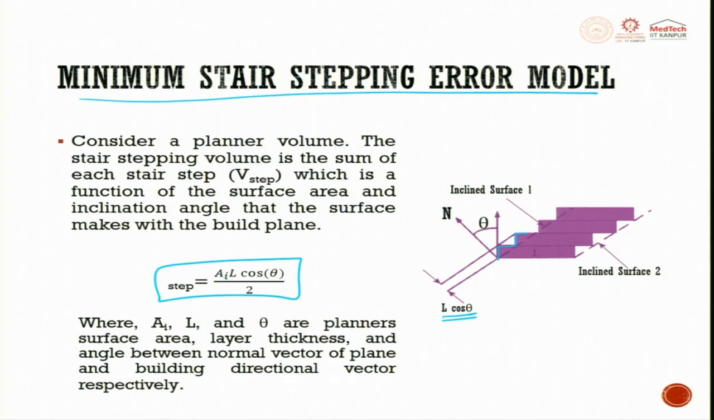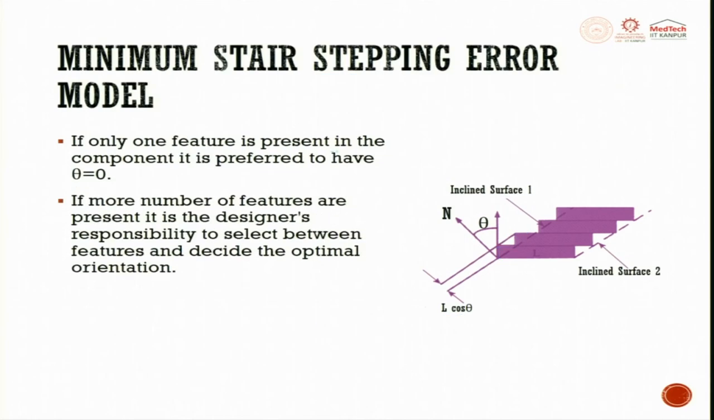So, by this, if you want to reduce the staircase effect, you reduce the step size. You see here L is nothing but the layer thickness. It has a direct influence. If only one feature is present in the component, it is perfect to have theta equal to 0. If more features are present, it is the designer's responsibility to select between the features and decide the optimum orientation. This staircase effect is inbound.